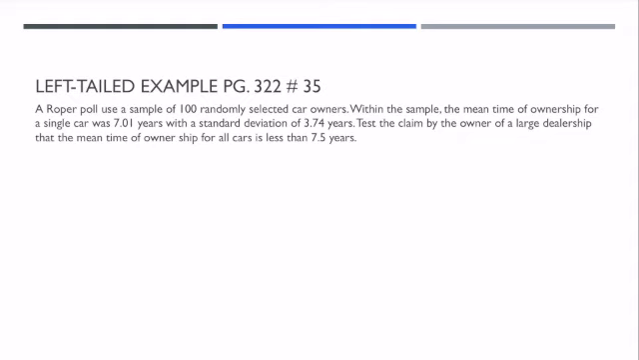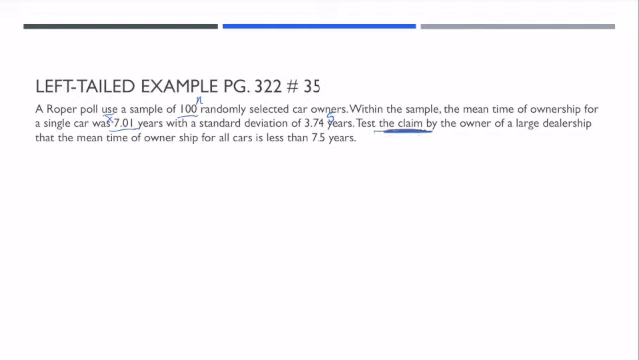It's number 35. A Roper poll used a sample of 100 randomly selected car owners. So that 100 gives us our sample size. Within the sample, the mean time of ownership for a single car was 7.01 years. That's our X bar. With a standard deviation of 3.74 years. That's our sample standard deviation.